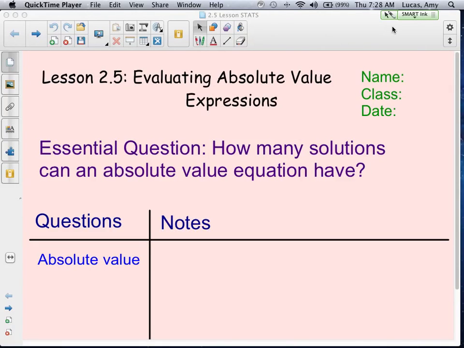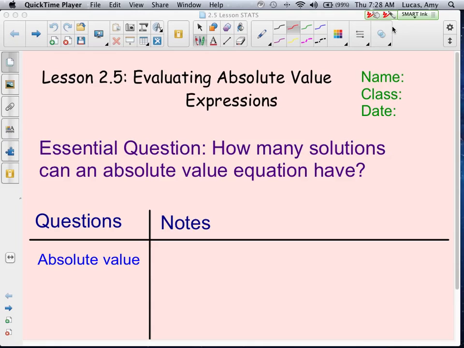Lesson 2.5, Evaluating Absolute Value Expressions. The essential question is, how many solutions can an absolute value equation have? And our new vocab word is absolute value. This vocab word should be kind of a review for you. I'm sure you've learned about absolute value in the past. We are going to extend that knowledge though.